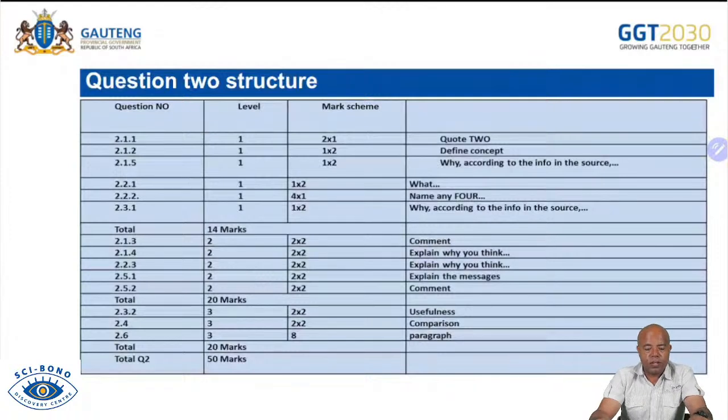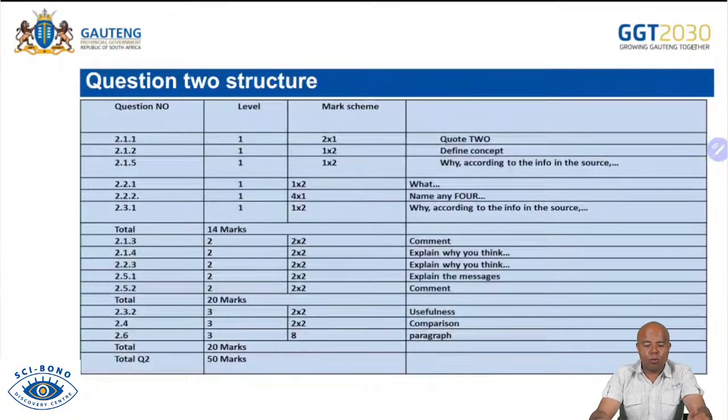Now we move over to question 2. When we go to question 2, from 2.1.1 up until 2.3.1, that is what we call level 1 questions. When we go to the questions being posed, quote 2, define concept, why according to the information in the source, what, name any four, why according to the information in the source. Now, learners, when we look at the level 1 questions, it is 4, but take note, concepts are not in the sources. You must have studied the concepts. It's never in the sources.